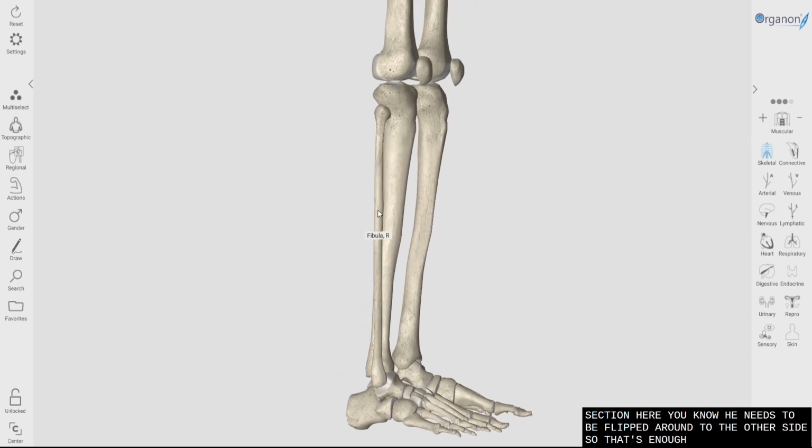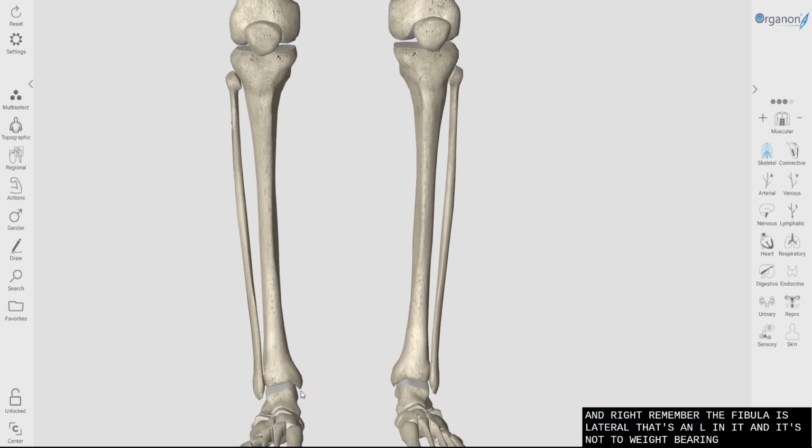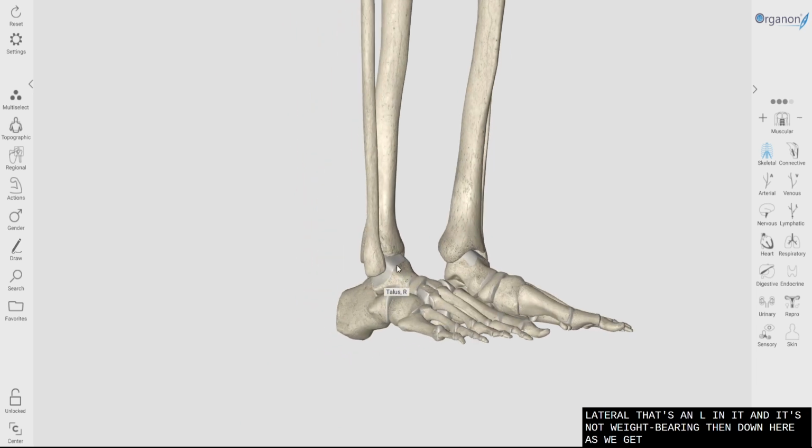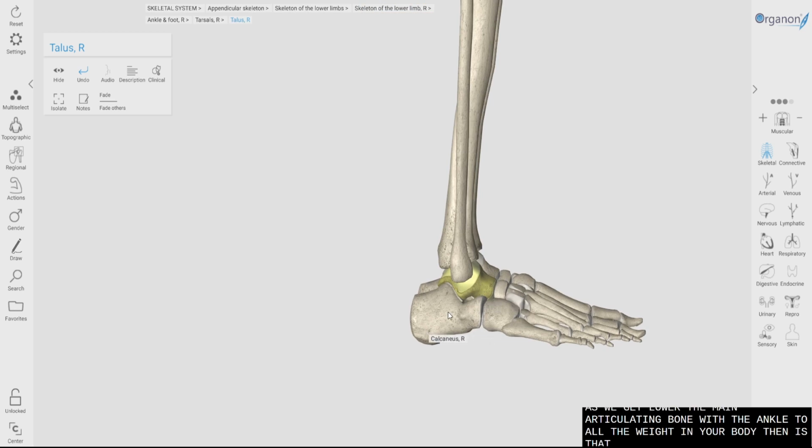So that's an important one for left and right. Remember, the fibula is lateral because it has an L in it and it's not weight bearing. Then down here, as we get lower, the main articulating bone with the ankle to all the weight in your body then is your talus.